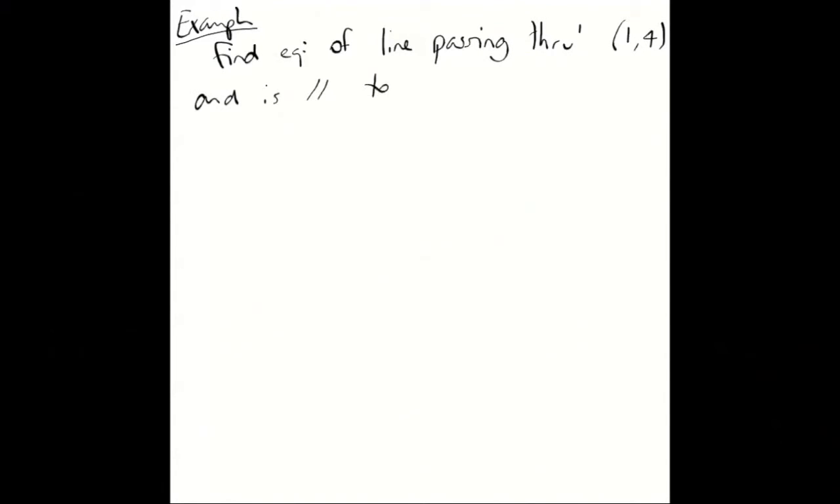We'll just have a look at another example. Find the equation of the line passing through (1, 4) and is parallel to 2y + 3x = 7. The line 2y + 3x = 7 isn't in our standard y = mx + c, so it's hard for us to tell what the gradient is straight away. So we're going to do a slight rearrangement of it.